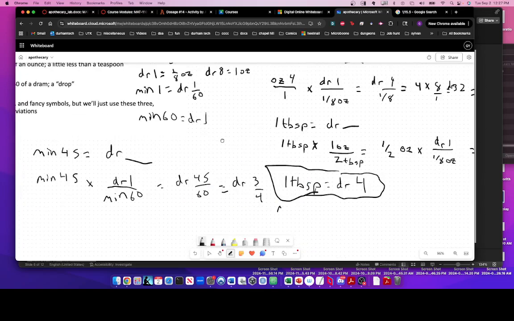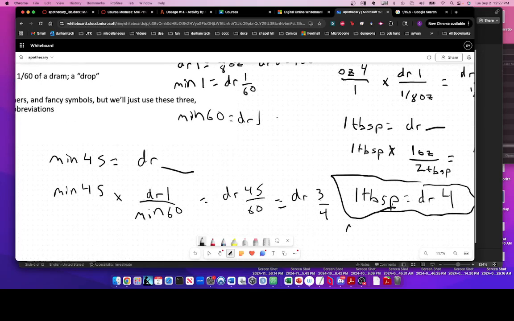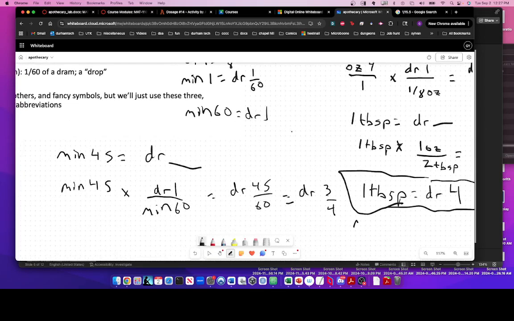You don't have to memorize any of these conversions. They'll be provided, or you'll be able to look them up for the lab. But just to help us out with these problems.